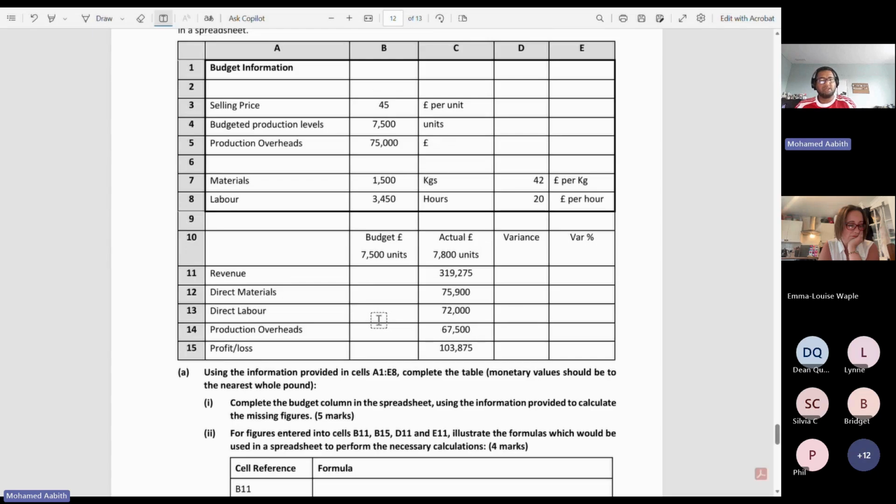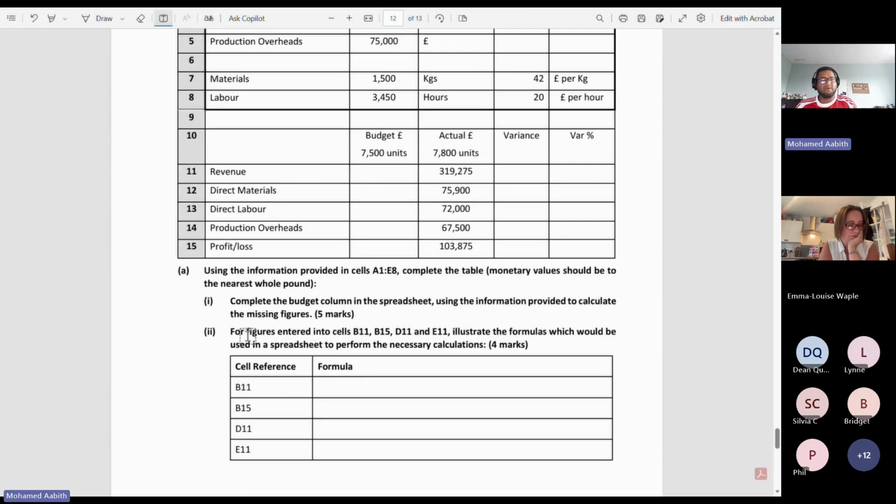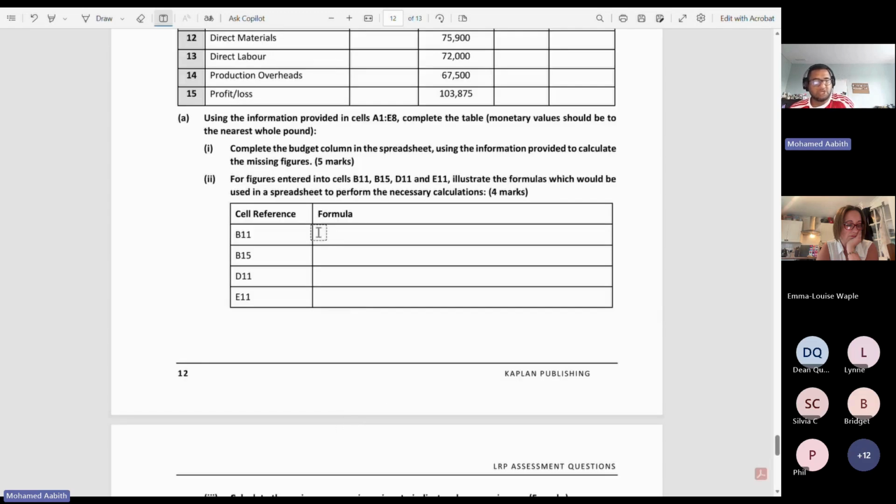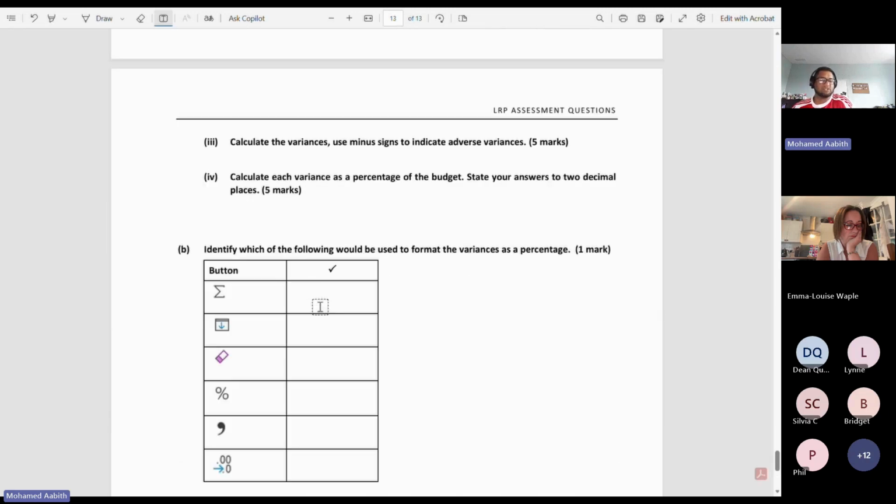Okay, so here the budgeted figures, we need to calculate them, and then they're saying here, from the figures entered on B11, B15, D11, E11, illustrate the formulas that would be used in the spreadsheet to perform the necessary calculation. So here they want you to fill out the numbers here. They didn't want you to do formulas on any of it. Only here, they just want you to do the 4 formulas. So what we now have to do, we need to make sure we do the formulas only in these boxes. The rest of them are going to be just numbers.